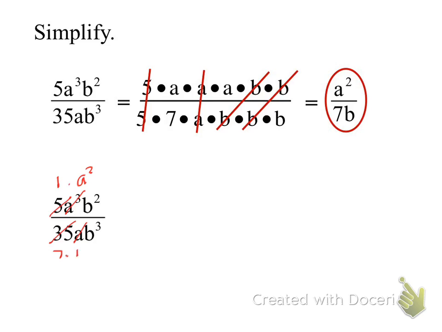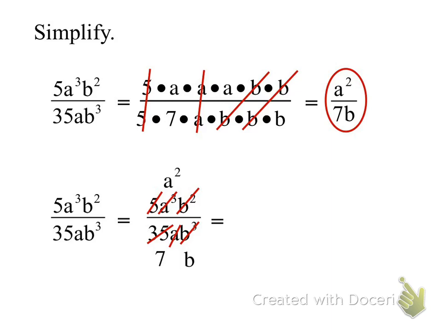Okay? And then, what's the greatest amount of b's? 2. I can take a b squared out, and I'm left with the number 1. And down below, I'm left with b. And so, in the numerator, I'm left with a squared over 7b. Are you guys with me? All right, so I don't mean to cut you off, but that's where we're at. So, basically, we're just reducing by knocking out common factors.